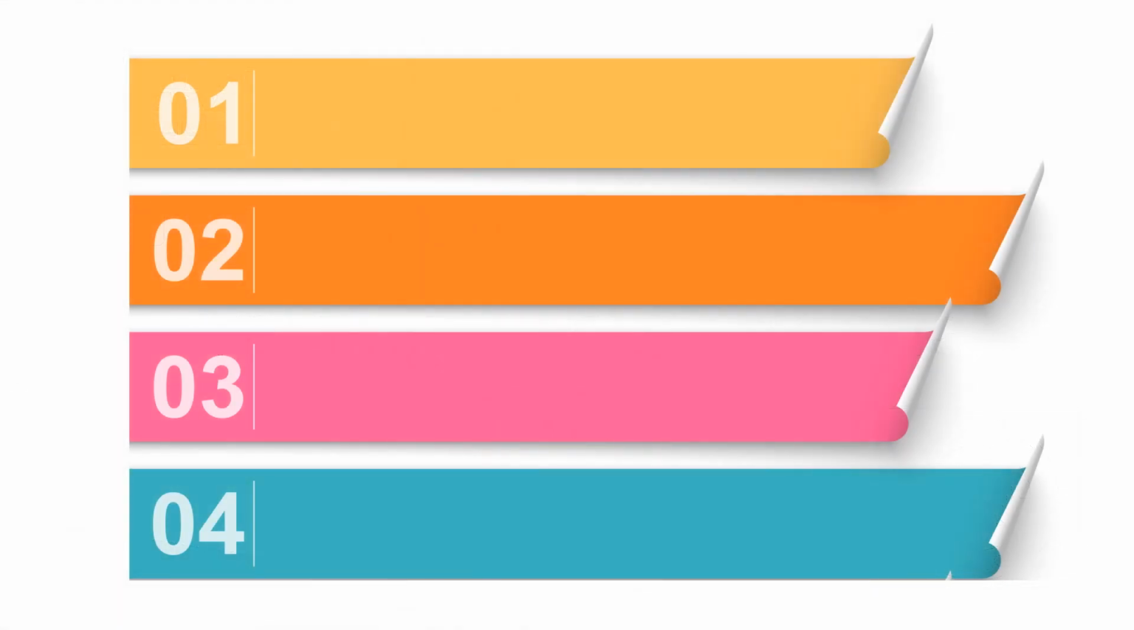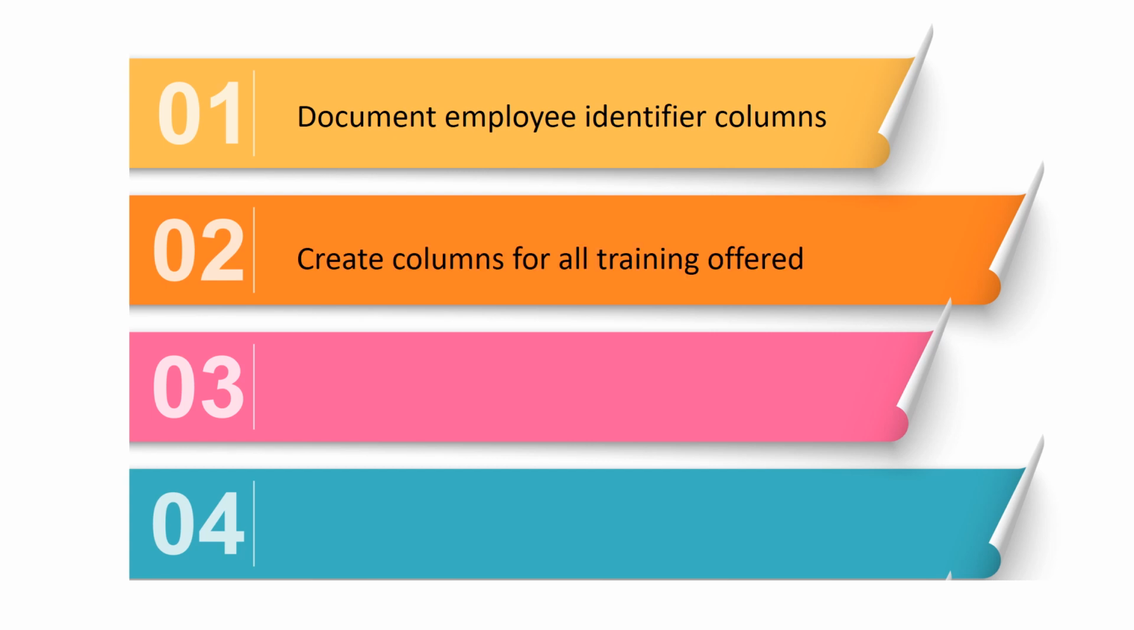In Part 1, you compiled and documented your employee identifiers. In Part 2, you entered all of the trainings that you offer to your employees. In Part 3, you learned how to distinguish the trainings required by each specific employee and how to utilize color coding within the body of your spreadsheet.